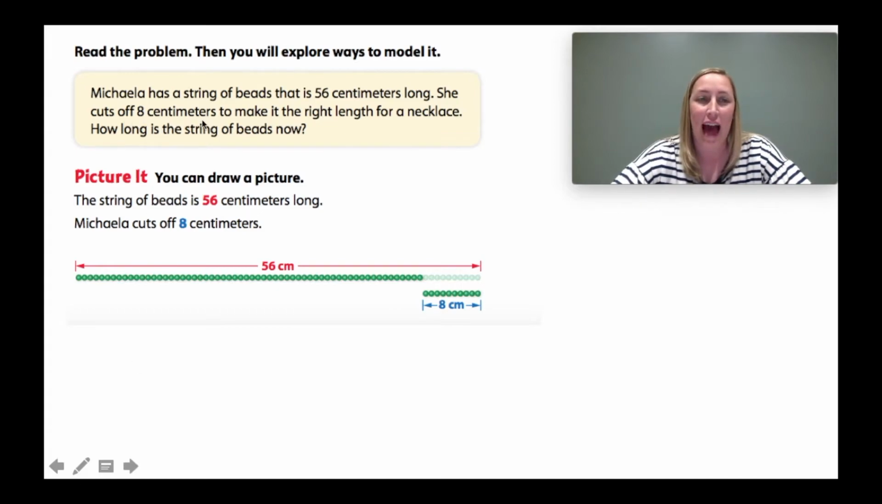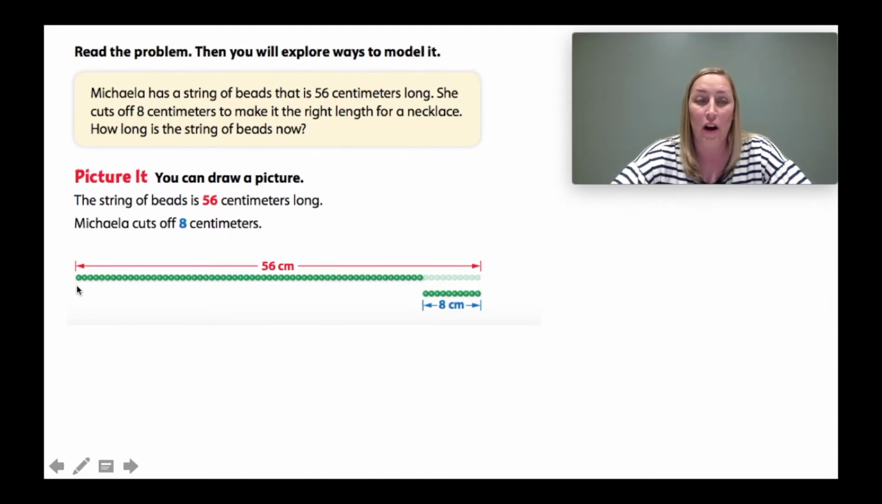So Michaela has a string of beads that's 56 centimeters long. She cuts off 8 centimeters to make it the right length for a necklace. How long is the string of beads now? So look at my picture here. This is one way that you can draw a picture to help you understand the problem.